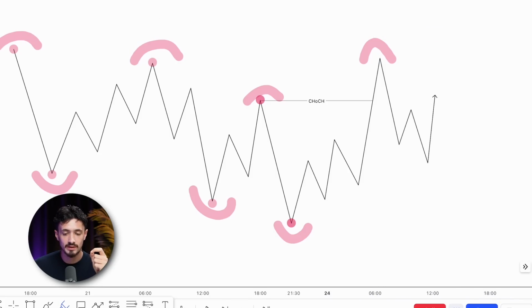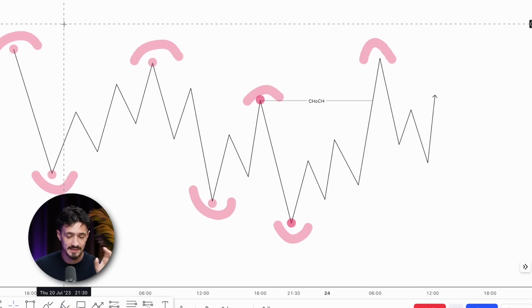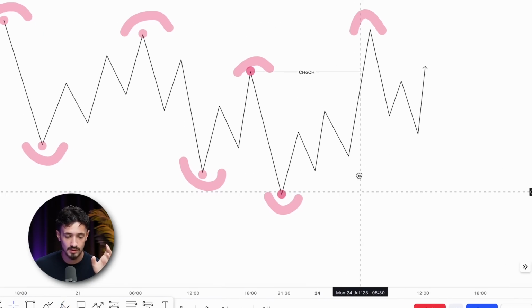And I'm going to now give you some more insight into exactly how it is that we're able to understand that. First, we're going to take a look at the premium and discount model, which is a very, very simple concept.